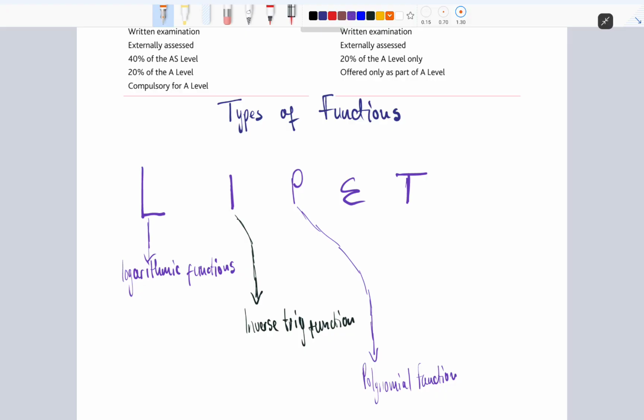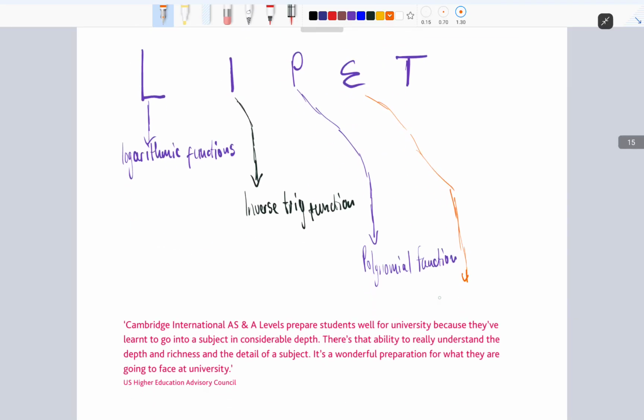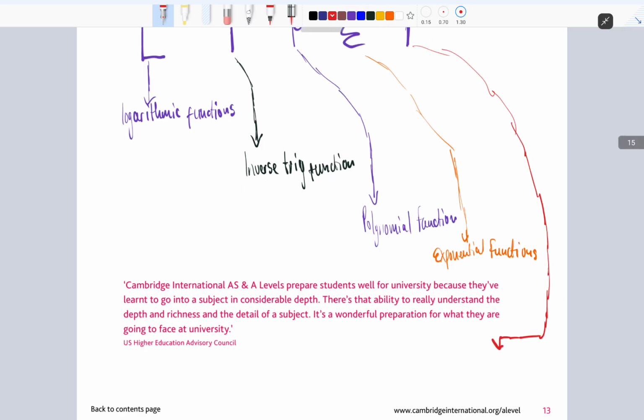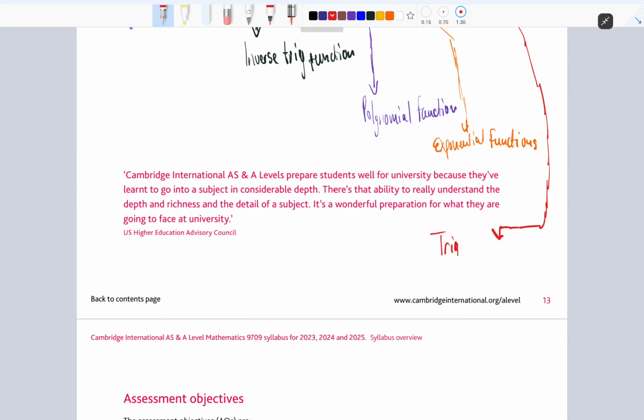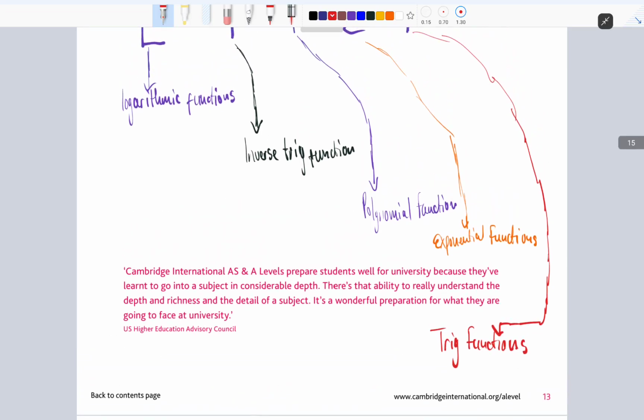Then what is E? Let's bring it down. E is going to represent exponential functions. So let's put E. E is exponential functions. Then what is T? T is trig functions. So T is now representing trig functions themselves. So we have inverse trig, yes, and we have trig, yes. So what are the 5 types of functions? We have logarithmic functions, inverse trig functions, polynomial functions, exponential functions, and trig functions themselves.